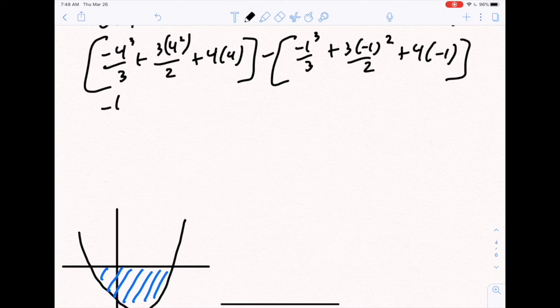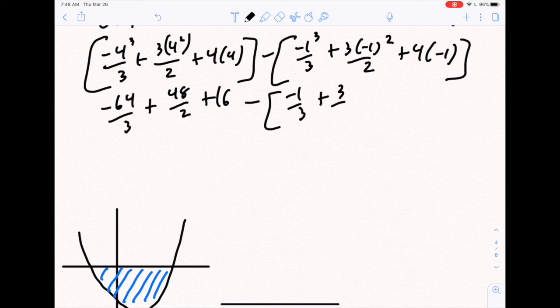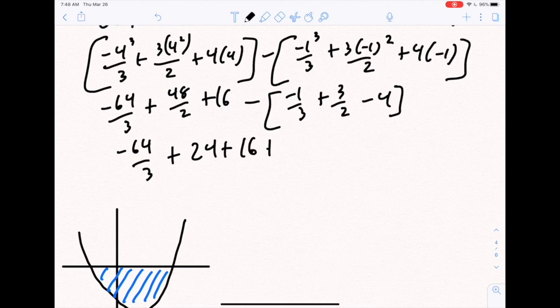So this becomes minus 64 over 3 plus 3 times 16 is 48 over 2 plus 16 minus negative 1/3 plus 3 over 2 minus 4. Distributing this negative to everything, we get minus 64 over 3 plus 24 plus 16 plus 1/3 minus 3 halves plus 4. And then I'll save us some time here. That simplifies down to be 125 over 6.